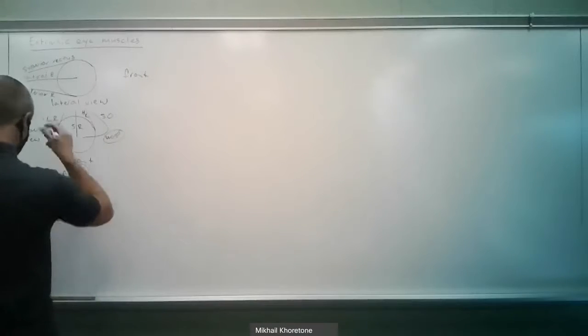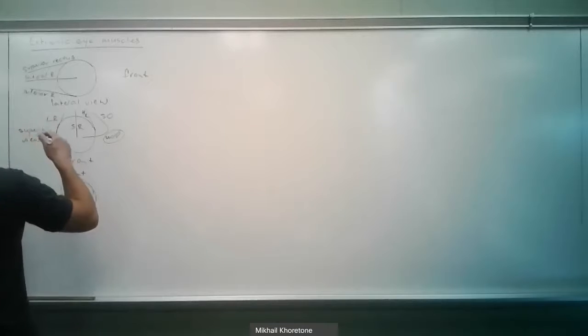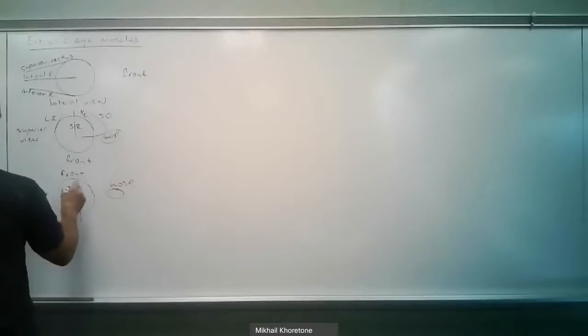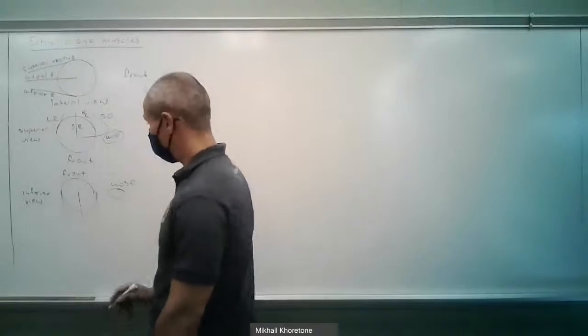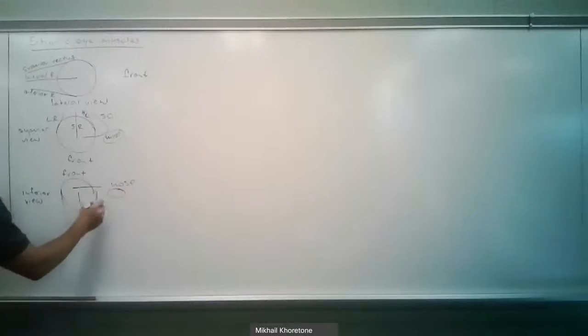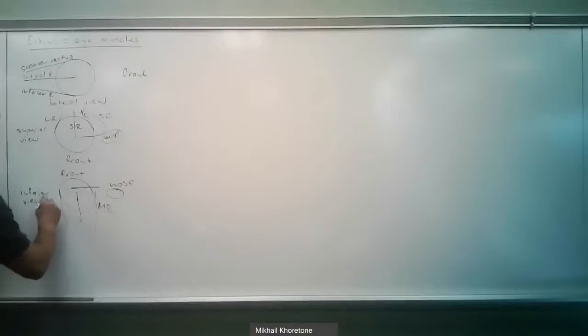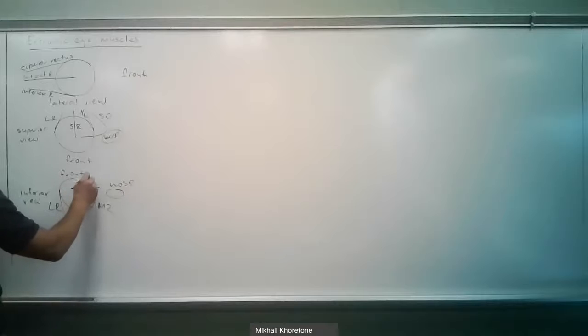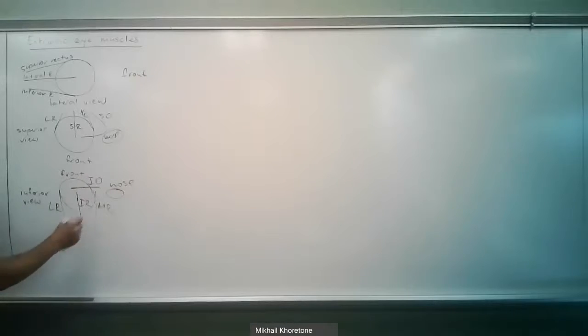Now finally, we'll look from the bottom, okay? Front, so let's see, nose here. Okay, so this is what we see. So we see medial rectus, lateral rectus, inferior rectus, and inferior oblique.